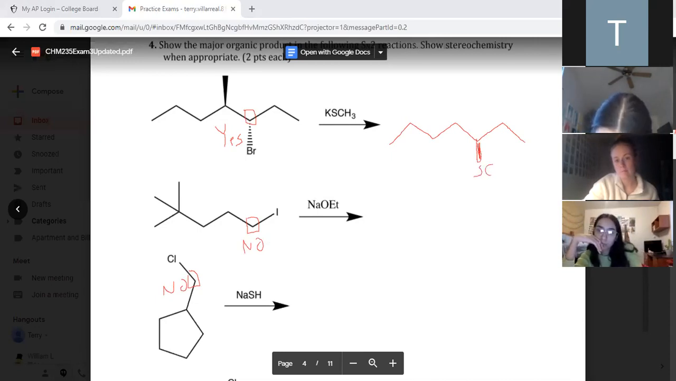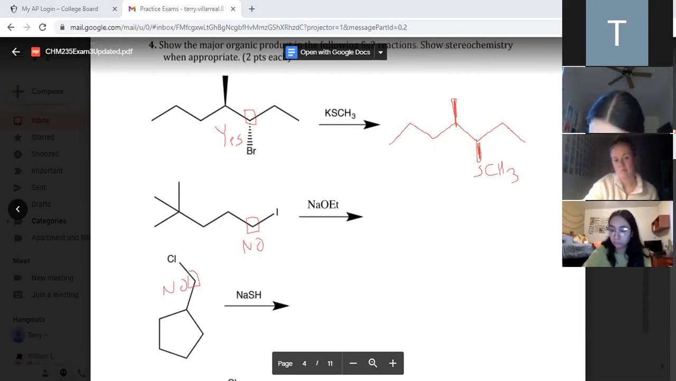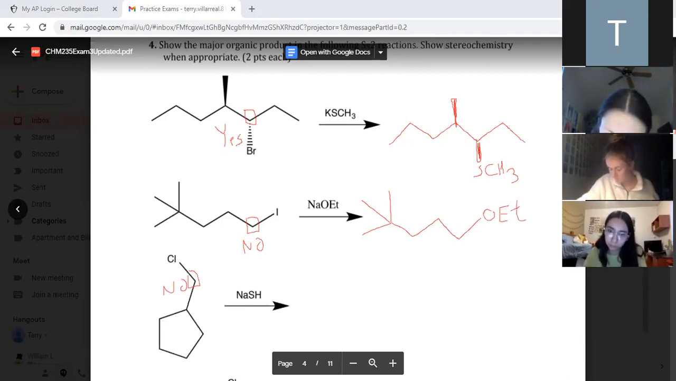But you simply, since it's on a dash, now it is going to be on a wedge. Any other stereo centers that are in my molecule will always stay the same. They are not impacted by my stereochemistry. Only the stereo center that's the site of my reaction is going to have the reaction happen. For my second one, all that's going to happen is that I'm simply going to replace that. Again, I don't have to worry about stereochemistry because that's not a stereo center. And then my last one is going to be the same thing, just like that.